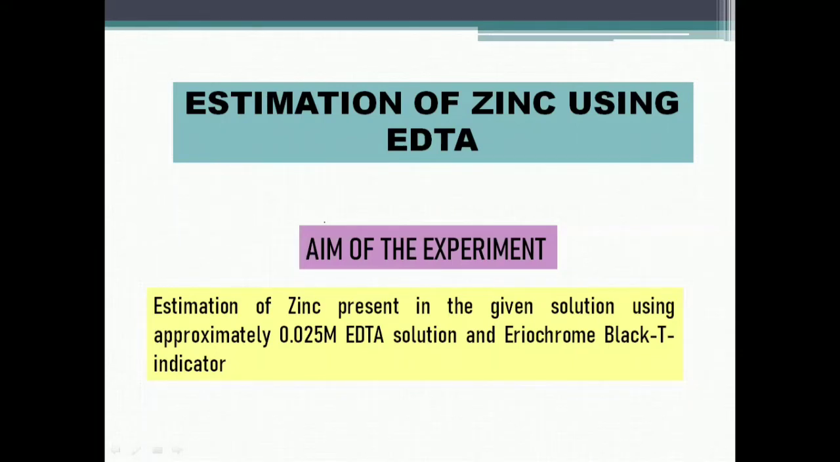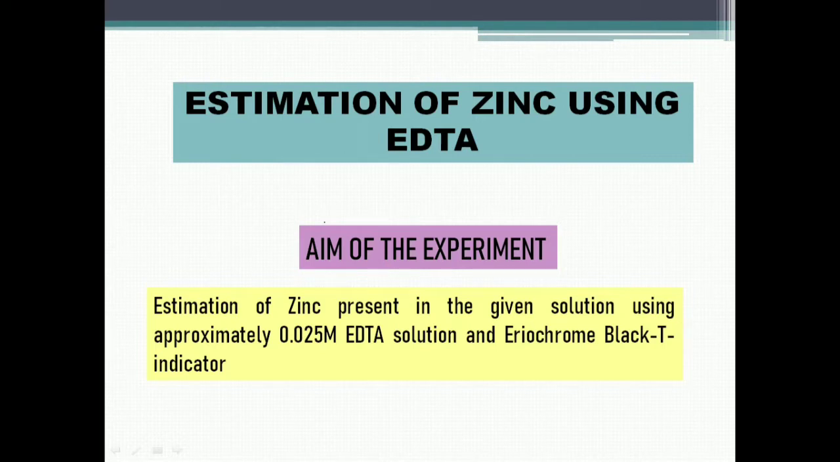In this video, I'll be explaining the theory or the principle that is involved in the experiment of estimation of zinc using EDTA. So first, the aim of the experiment. Here in this experiment, we will estimate the amount of zinc that is present in the given unknown solution. By making use of standard EDTA solution, we are going to estimate how much of zinc is present in the given zinc sulfate solution.